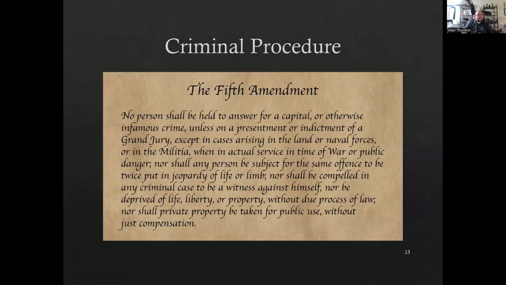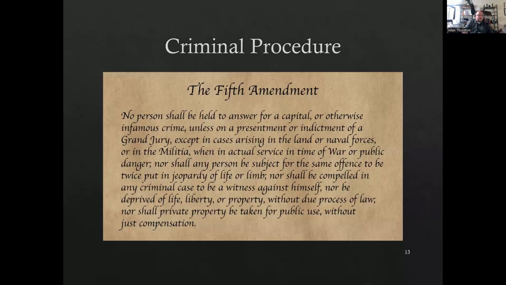Unless it's land or naval forces or in the militia, when in actual service in time of war or public danger. No one shall be subject for the same offense to be twice put in jeopardy of life or limb. If someone is found not guilty, it triggers the double jeopardy clause. A hung jury doesn't necessarily trigger it. Any other way, it doesn't trigger it. Not guilty means they cannot be charged again for that exact same offense and for the exact same crime.